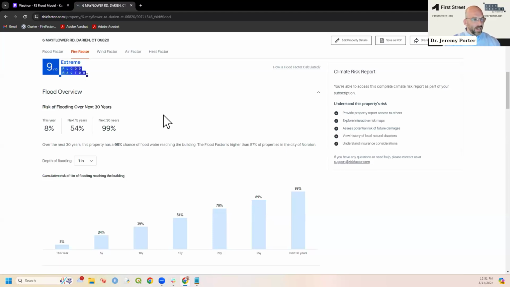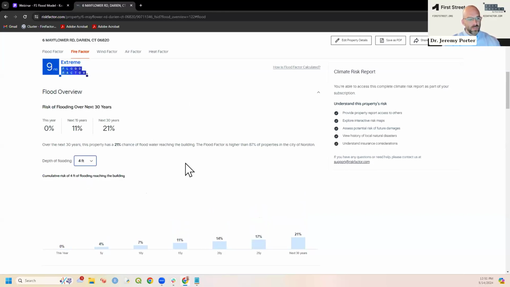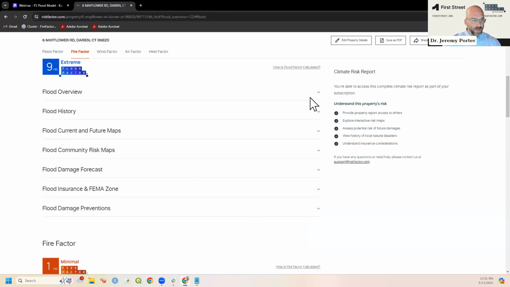But this shows you the flood risk this year, in 15 years, and over the next 30 years, which is the cumulative risk over this time period. There's a parametric approach on this first part of the report where you can actually adjust it. Maybe the property is raised 3 feet off the ground, so you're only interested in the likelihood of having 4 feet of water next to the property. This gives you the ability to look at and understand that risk over this time period.